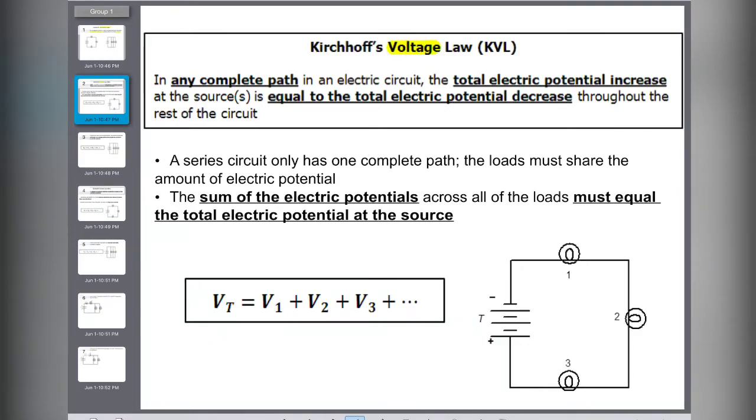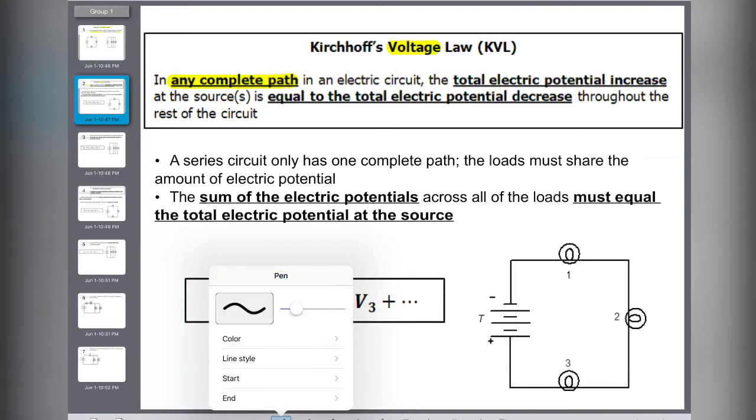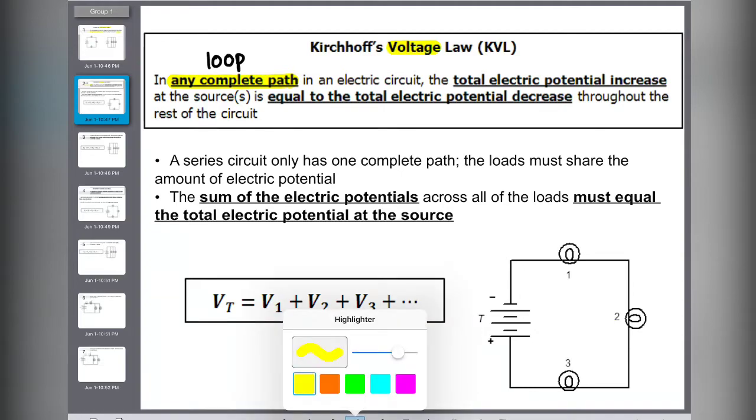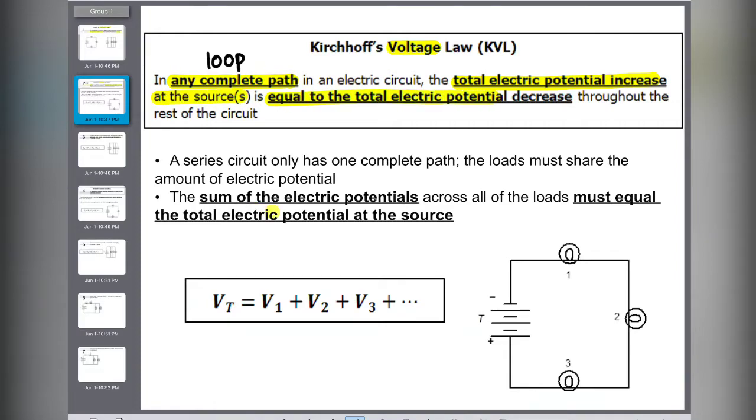Okay, they're saying that in any complete path, I like to use the word loop. So I'm just going to write the word loop. So in a loop, the total potential increase at the source is equal to the total potential decrease at the rest of the circuit.